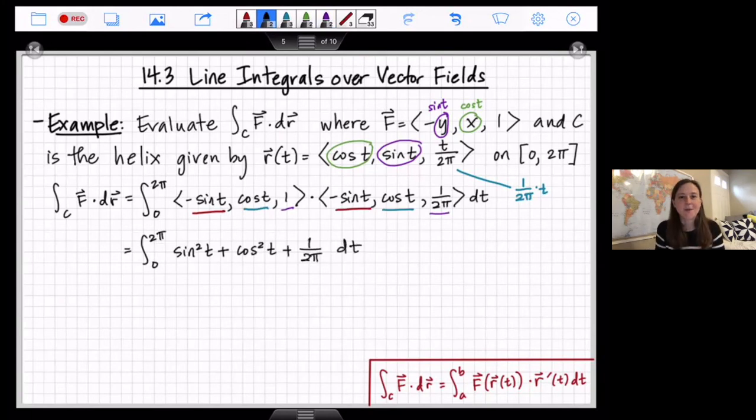All right, so this ended up being a lovely integral. I got sine squared plus cosine squared. We know that's just equal to 1. So this whole integral is just 0 to 2 pi of 1 plus 1 over 2 pi. All right, and that's a really nice integral. That 1 plus 1 over 2 pi, that's just a constant. It's like a big 5 sitting in the middle of the integral. All we've got to do is put a t on it to find the antiderivative.